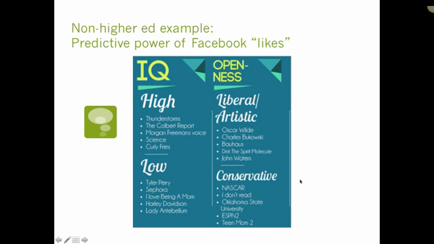Facebook. And so even though you can't make causal conclusions, so you can't say liking Oklahoma State University causes someone to be conservative, we do see a really strong relationship between those two dimensions of someone's social identity.